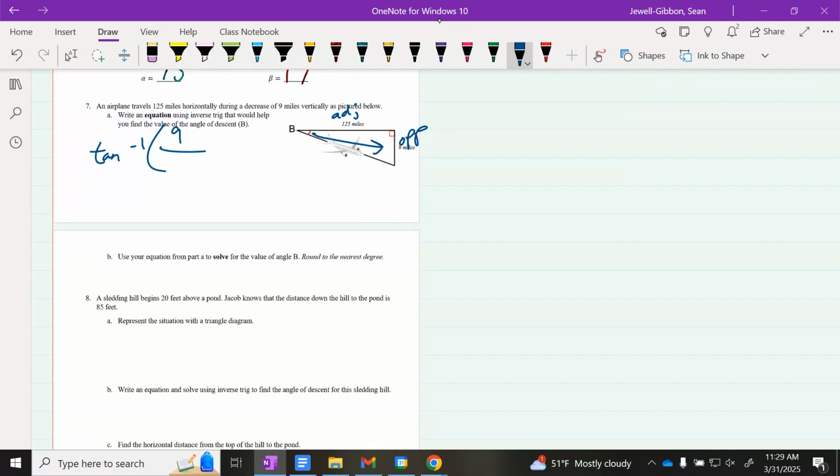Opposite 9, adjacent 125. And we are going to solve for angle B and round to the nearest degree. Okay, so that is going to give us 4 degrees.